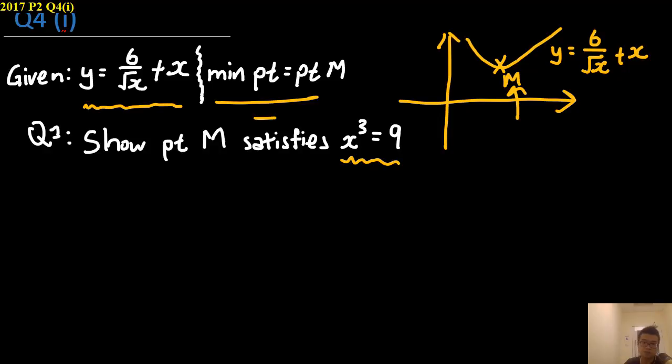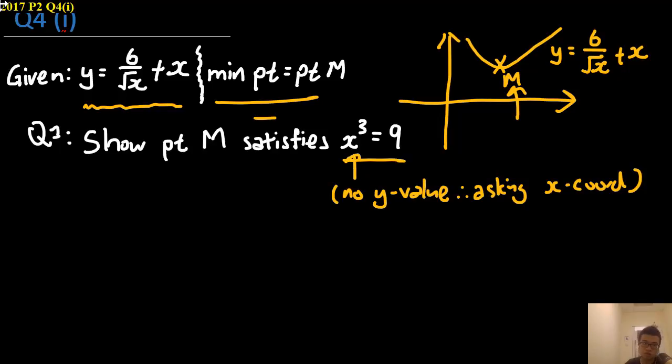At first, students are very stuck as to what this question is asking, but if you look closely, it only gives you x actually. It doesn't give you any y. Therefore, it's actually just asking for your x coordinate. That x coordinate of M is cube root of 3. But of course, it's not easy to see this.